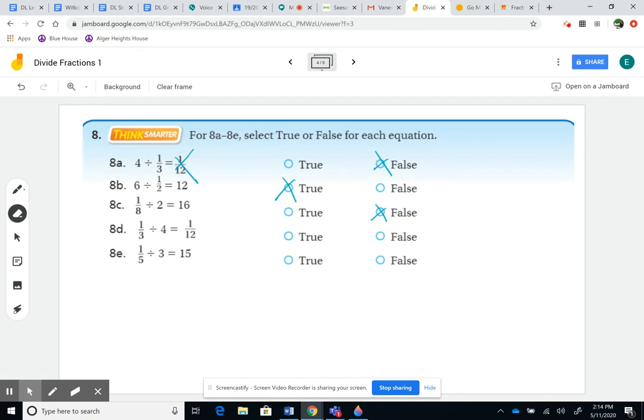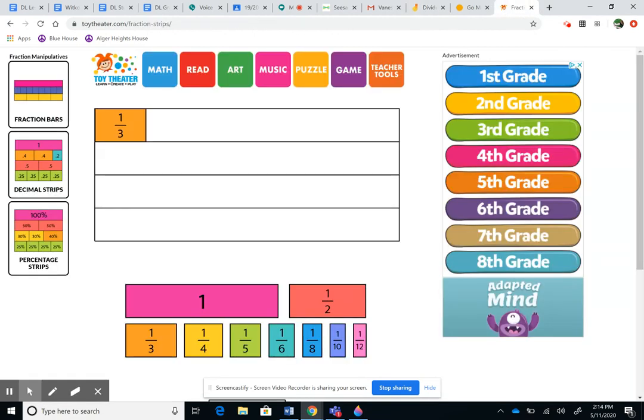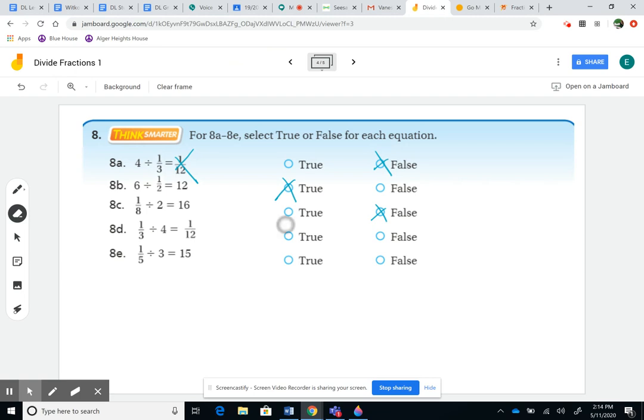You can multiply. What is 3 times 4? It's 12. So use the one with a 12 in it. Those would be 12ths. And 4 of those fit in there perfectly. So 1/3 divided by 4 would be 4 1/12 pieces. So our answer is 1/12, and that is true. Sorry for that mistake. And 8e says 1/5 divided by 3 is 15.